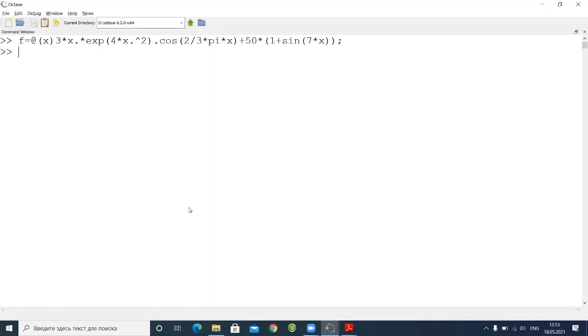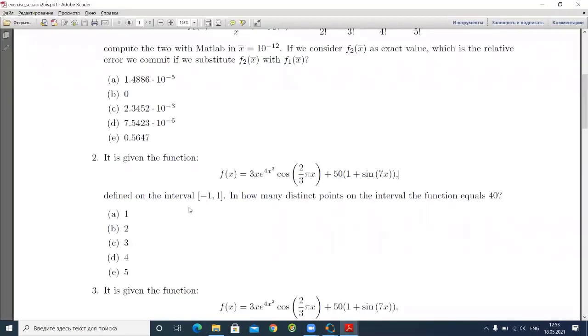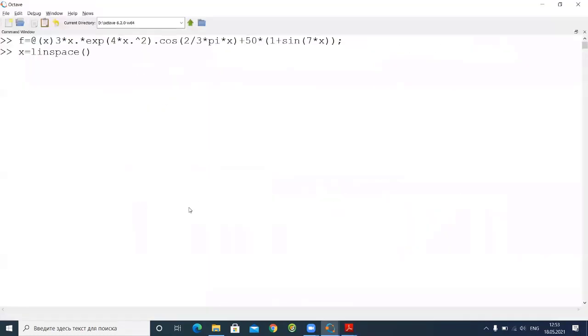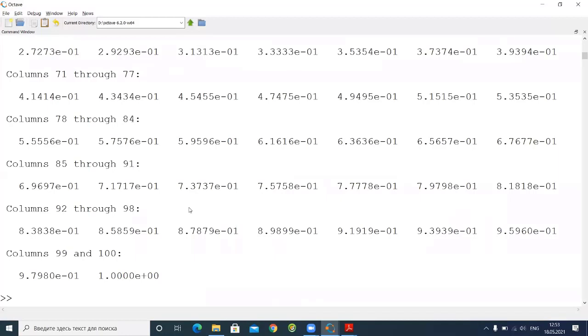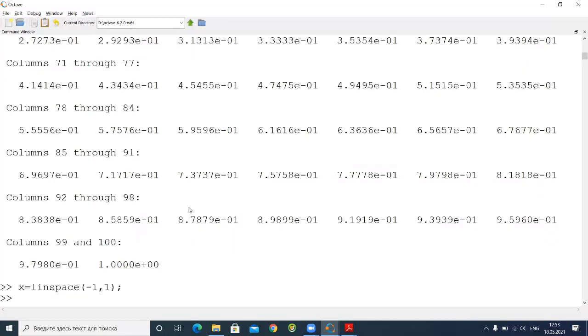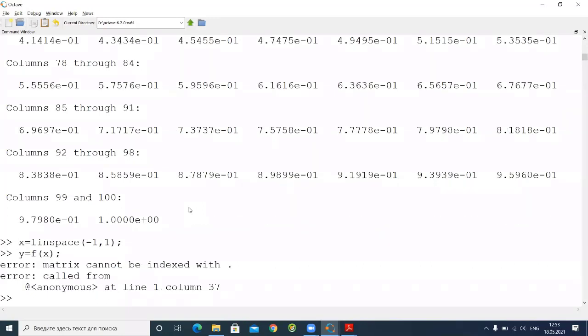Okay, so now just enter the x variable, it is linspace. And what was the interval? Minus 1 and 1. Here, just take 100 values. And evaluate the function now. Oh, sorry, I need to put a semicolon. Okay, y is f of x?